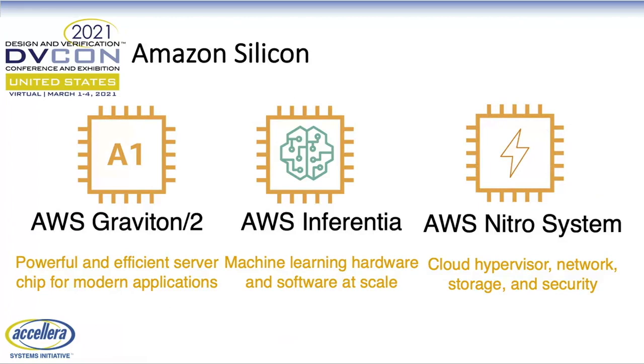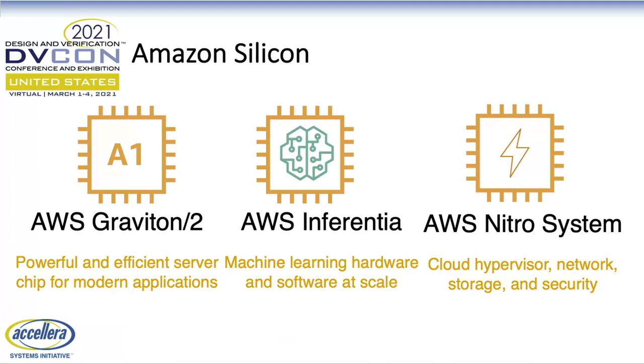So as an example of Amazon Silicon are these three different categories of silicon chips. The first one is AWS Graviton, and then AWS Graviton 2. Both of these are ARM-based, and we use them for our server infrastructure on AWS. We call these different types of servers EC2 instances. So these are powerful and efficient servers for modern applications that are ARM-based.